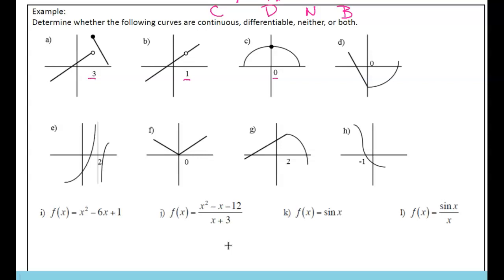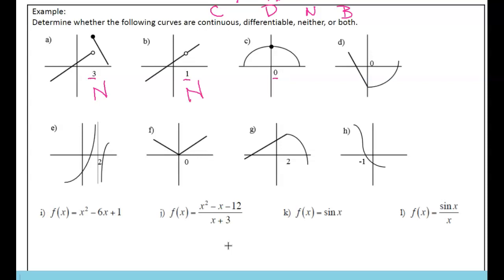So at 3, we actually have a jump discontinuity. That was from Unit 1. If it's not continuous, remember, it's going to be nothing else. So you always want to start with continuity. So we're going to say that that's neither. Okay, let's look at B. We have a hole there, so that's removable discontinuity. So once again, that's not continuous, so it won't be anything else either.